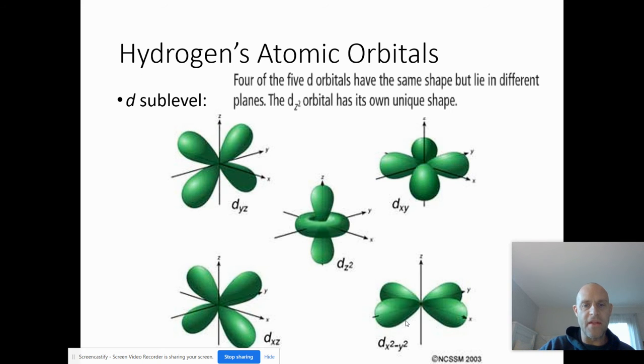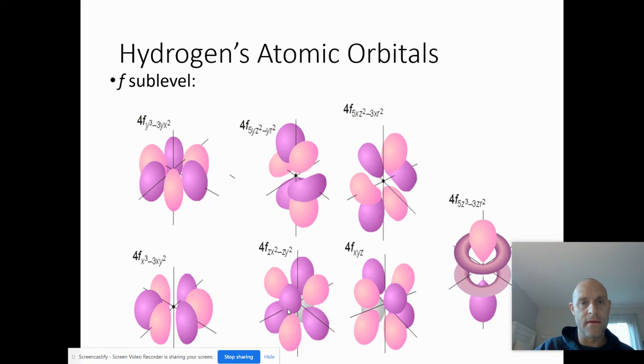And you can see them. Now, the one in the middle is kind of a strange looking one. That one's a different, unique one. It's called the dz2 orbital. It has its own unique shape. The other 4 are like clovers. These are your d orbitals.